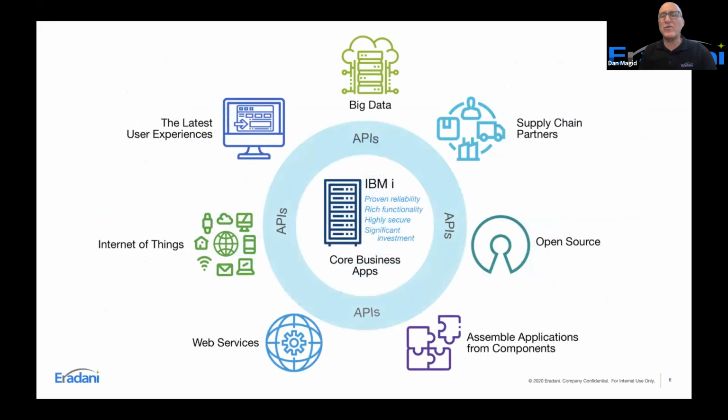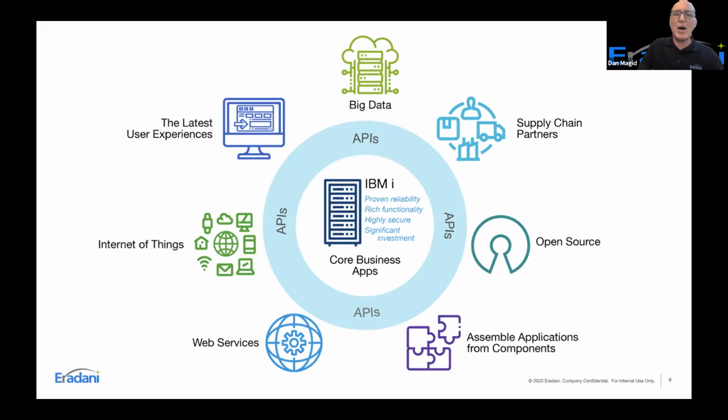And these are some of the ones we've actually seen in the real world. So we're seeing customers who are connecting to things like Watson for doing machine learning and analytics. People who are connecting with members of their supply chain so that they can participate in the automated supply chain. People who are adding open source components to their applications so they can assemble applications from open source components. People who are accessing publicly available web services to add function and information to their applications. A big one we've seen a lot of lately are people who are adding devices in the Internet of Things that are talking to their IBM i. And then, of course, people who are adding the latest in user interfaces.